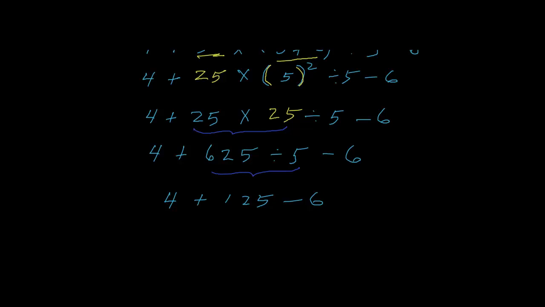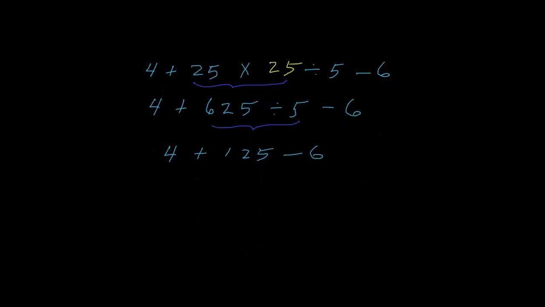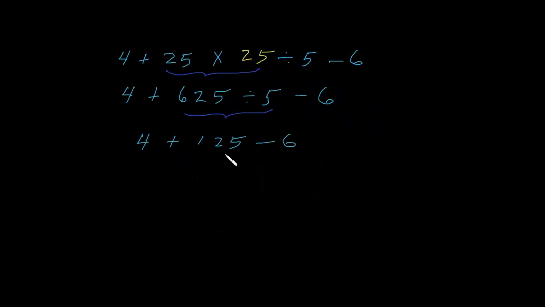And finally, we're almost there. We're at the adding or subtraction level, and we're going to do those guys also from left to right and take care of that. So 125 plus 4, that's 129, minus 6. And 129 minus 6 is 123.